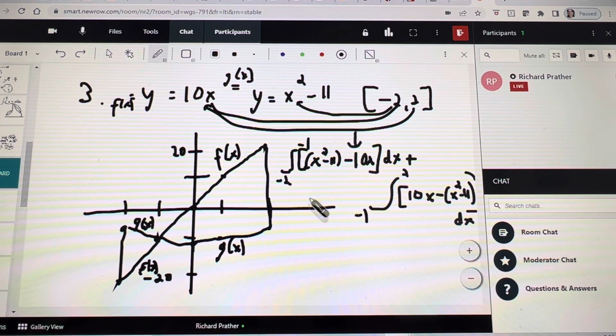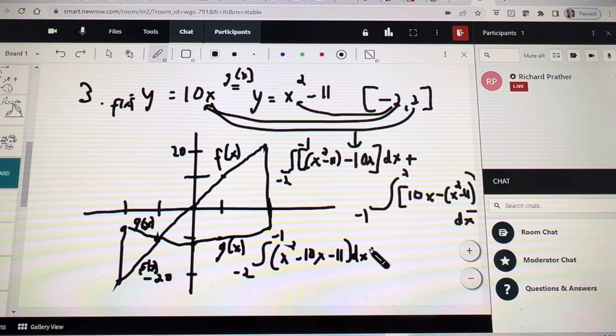And then you can clean this up before you actually do the antiderivative. Go from -2 to -1. I'll put the x squared first. Then I would put the -10x second. And then the -11. And that one's pretty easy to integrate. It's a polynomial. And then on the other one, this is where they're not going to be exactly the same. From -1 to +2, there would be a -x squared first, a +10x second, and a -11 would be a +11. In other words, all the terms switch signs.